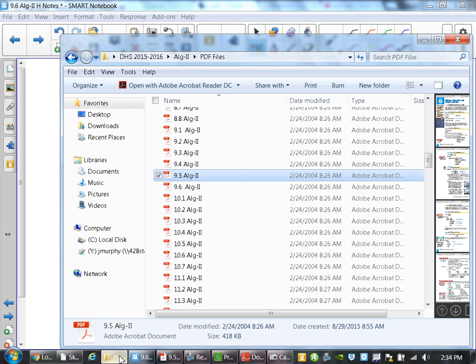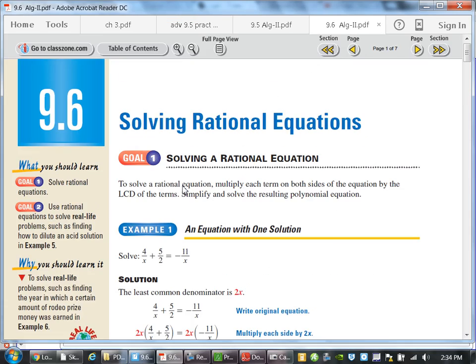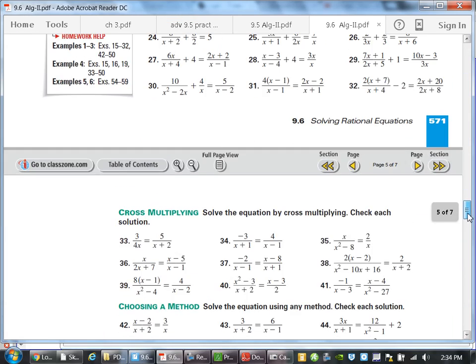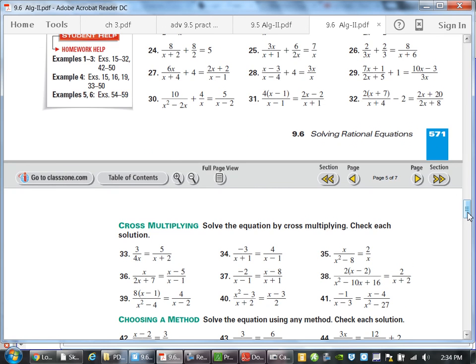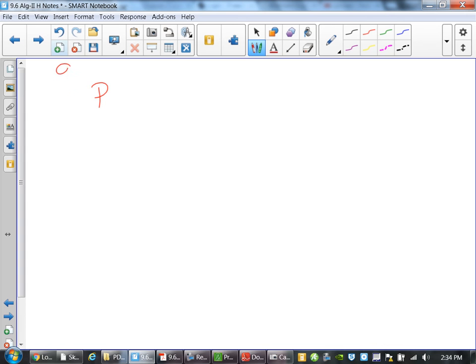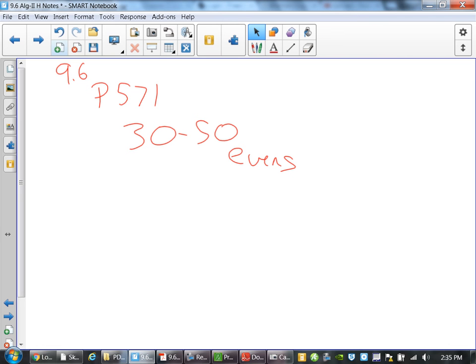Tangent, I forgot what page number it was. Let's see, it starts on 571. Do 30 through 50 evens, please.